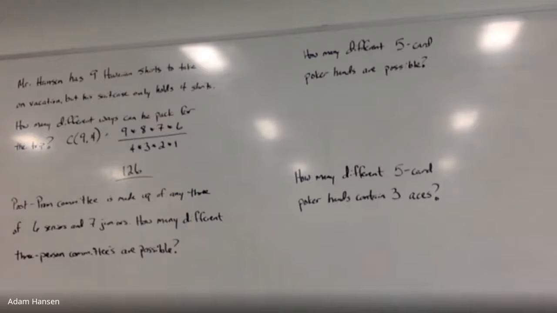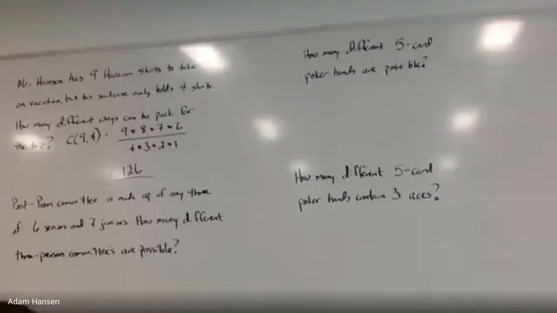Post-prom committee here at school is made up of any 3 of 6 seniors and 7 juniors. So I can choose any 3 of those different students. How many different 3-person post-prom committees are out there? I'm going to choose 3 from how many different students in total? 13. So I need 13 choose 3. From 13 students, form any combination of 3 of them.